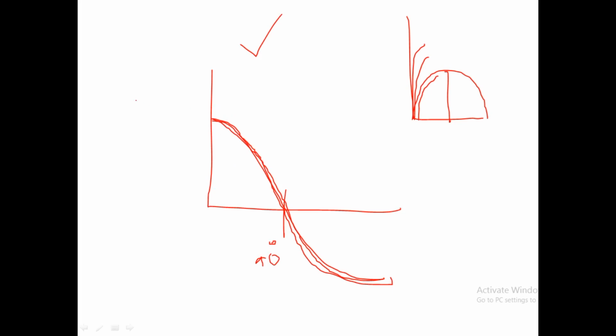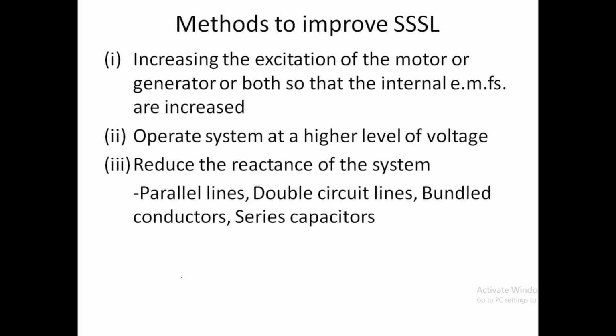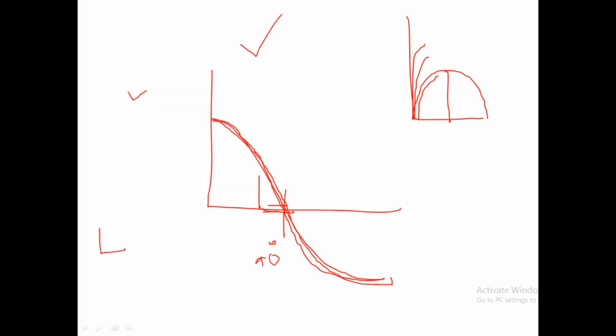So what is the best condition, whether delta should be more or less? The best condition is that if delta is less, then it will be more stable. Whenever delta is near 90, the chances of losing stability increase. So the best condition is that delta should be less. But what is the problem? If delta is less, what will be the problem? We know the equation for P, EV by X into sine delta. Whenever delta is less, the electrical power output PE decreases.